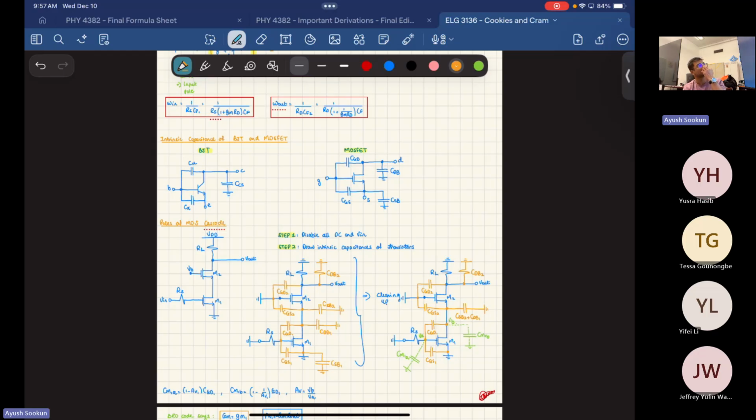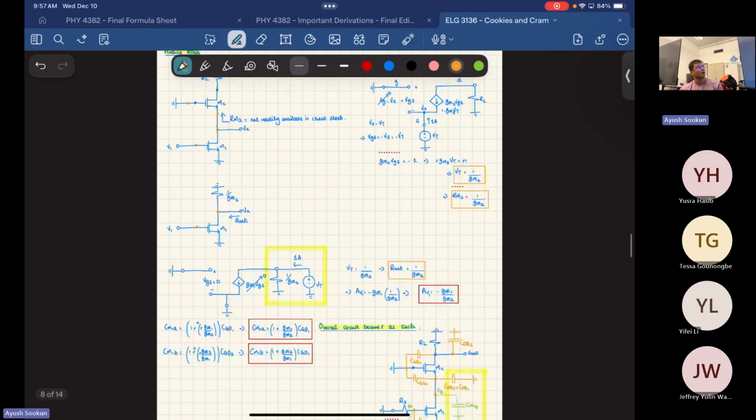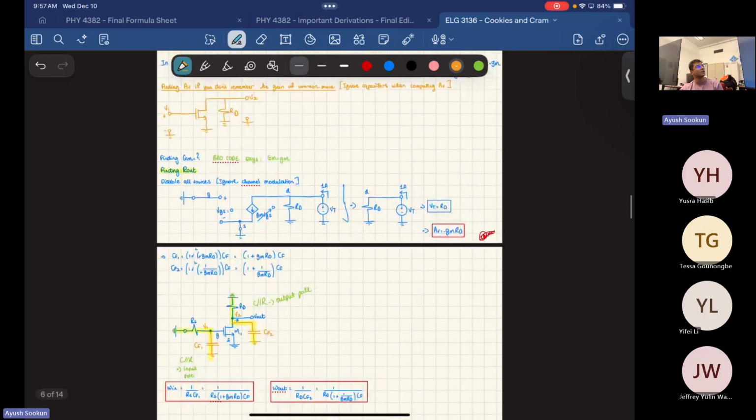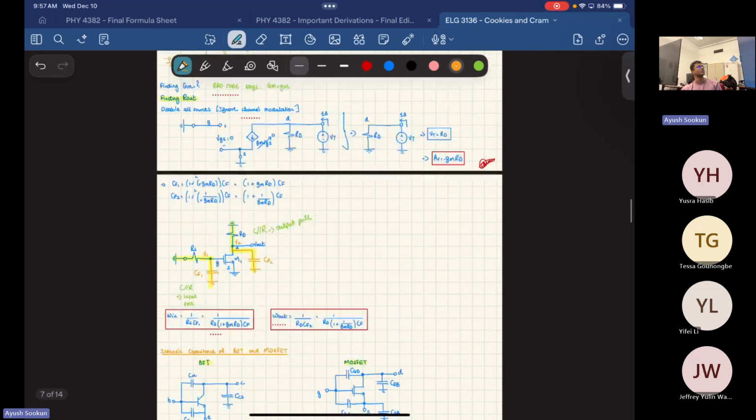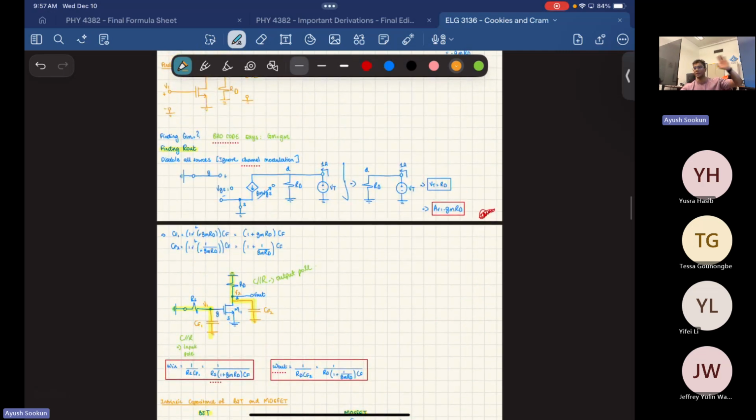Yes, we're gonna do this example. I think I remember last year when I did the cookies and craft for this session, I went through this example. This is exactly what came out on the final. This is what they had last year.